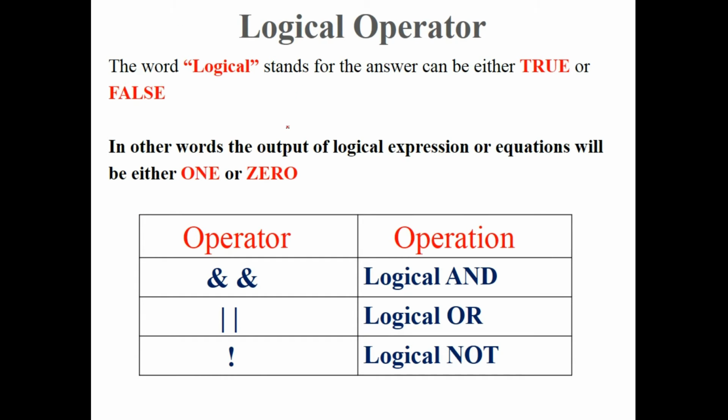Now the logical operator. The word logical stands for the answer being either true or false, and your logical operator performs the operation on the logic of both operands. It does not look at what the values are, it never performs the operation on the values, it performs the operation on their logic, whether true or false. In other words, the output of a logical expression or equation will be either 0 or 1. It cannot be any value other than 0 and 1. So these are the different operators: logical AND, logical OR, logical NOT.